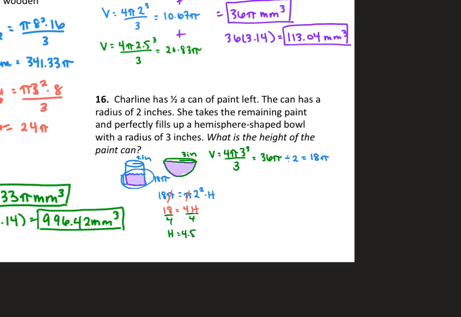So this is how much the paint is. Since we know the can is half full, we're just going to do 4.5 times 2, and that's going to give me the total height of the can, which is 9. So the height would be 9 inches.